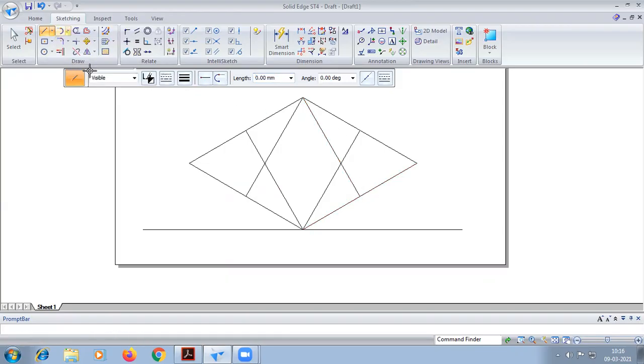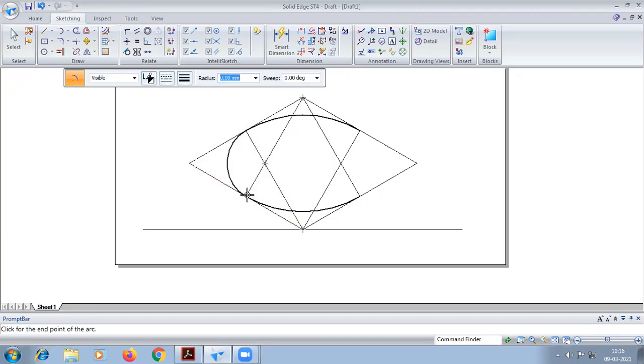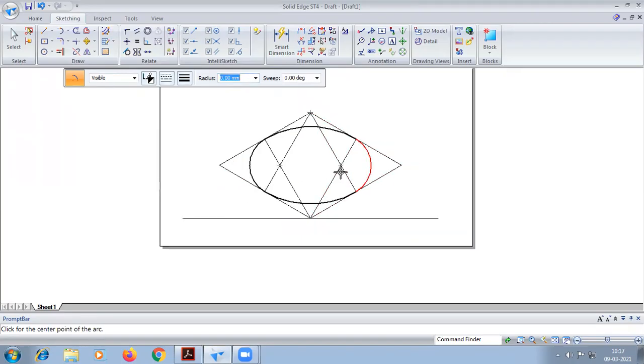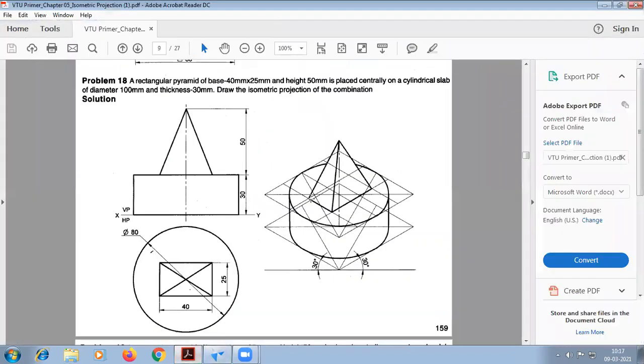Now we have to go for the arc by center, take thickness 0.10. So from this point, consider this length. Again from this end to here, construct second arc. Again from this length, third arc, this length, fourth arc. Okay. Now there is another ellipse you have to construct at a height of 30.